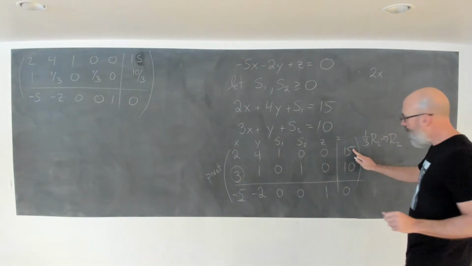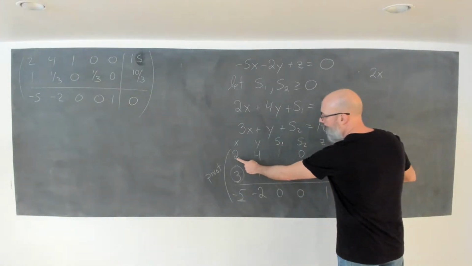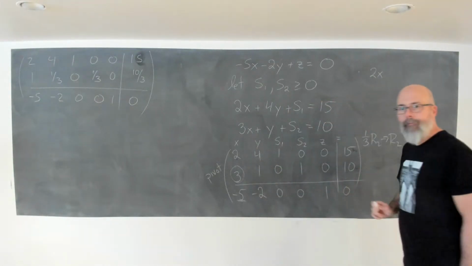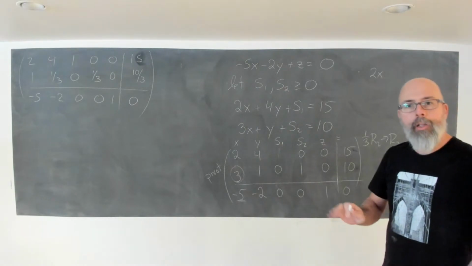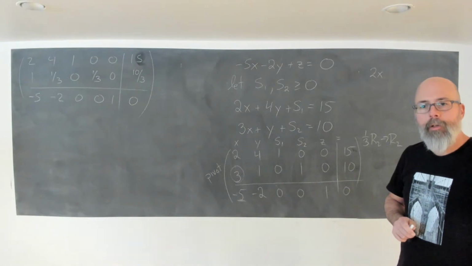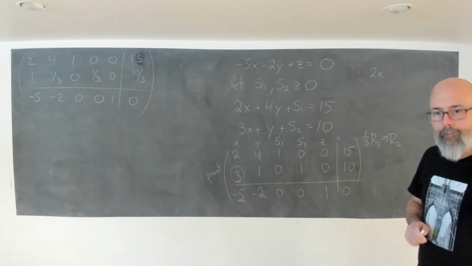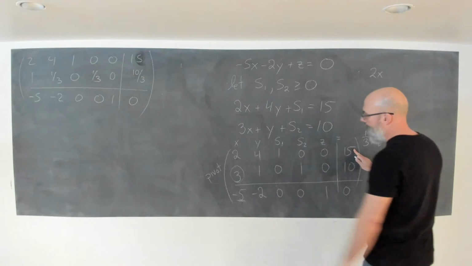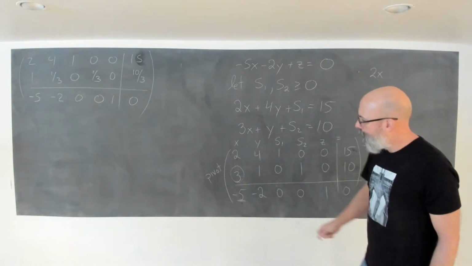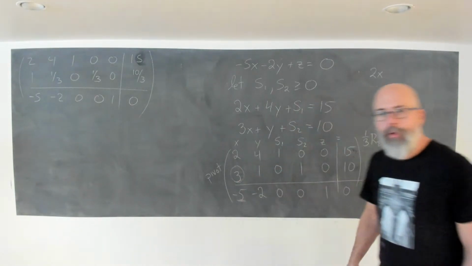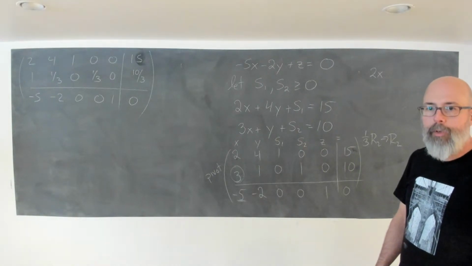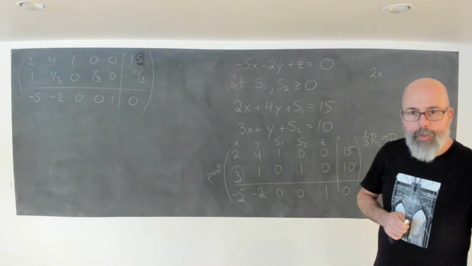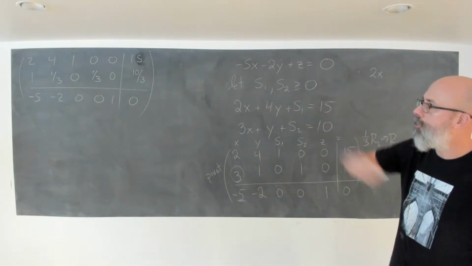Then take the quotient, 15 divided by 2 versus 10 divided by 3. Smallest quotient determines the pivot. 10 divided by 3 is 3.33. 15 divided by 2 is 7.5. 3.33 is the smallest. That's your pivot. 3 is the pivot. And we're going to do row operations based on this pivot that we have changed to a 1.